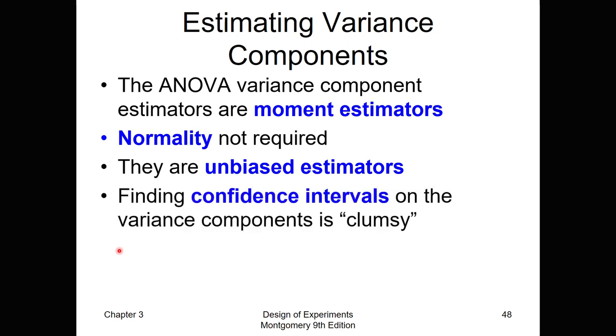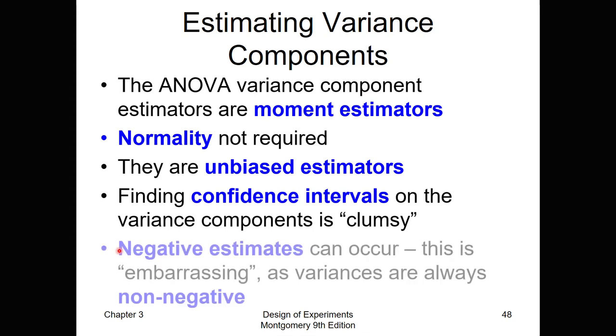Now, finding confidence intervals on the variance components is clumsy. We'll show one of the confidence interval calculations on the next slide, but in general, it's clumsy, and negative estimates can occur. When I'm dealing with real data, sometimes you get a negative estimate for the variance. This is kind of embarrassing because variances are sigma squared, always squared, and so they're all non-negative. Variance is always a positive number. So when you get a negative estimate, you know that that's wrong. What that's really saying is it's estimated to be very, very low, close to zero.